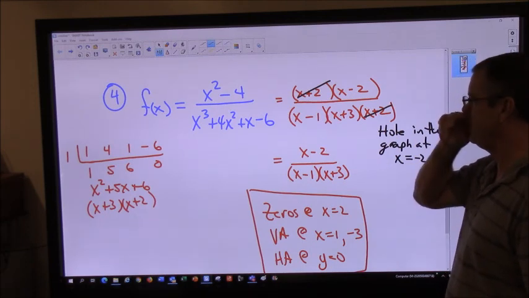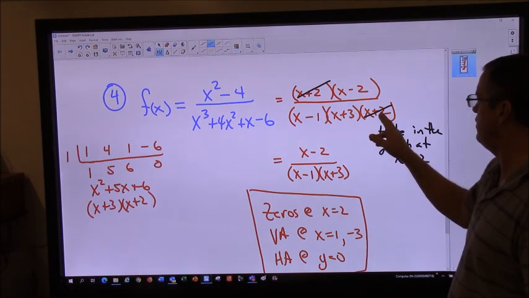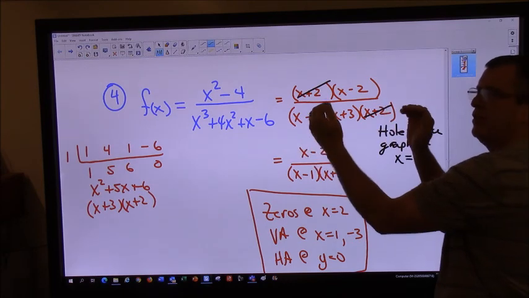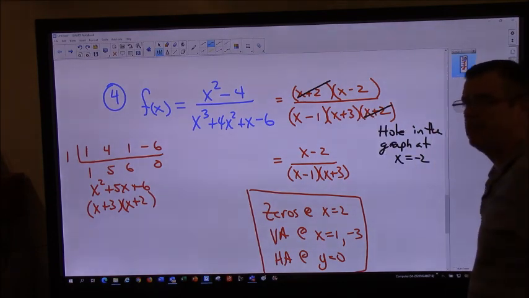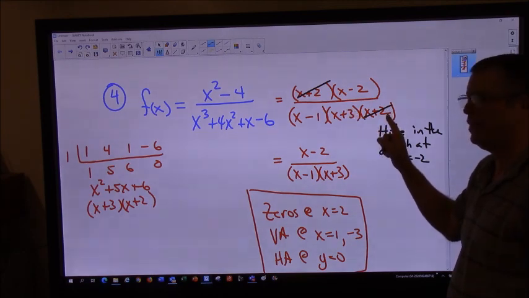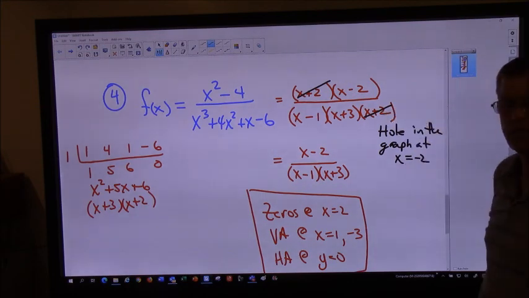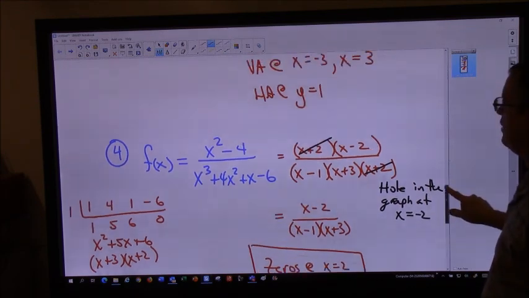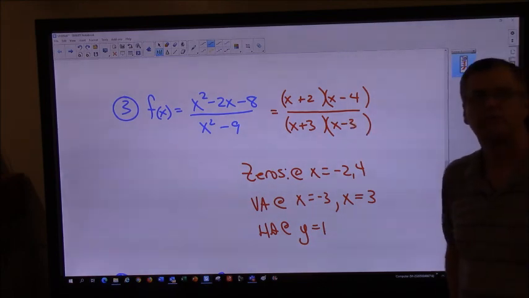You could also give your domain in interval notation. You know, if you say x cannot equal 1 or -3 or -2, then we've got from -infinity to -3, that interval. Then the interval from -3 to -2. Then from -2 to 1, and then from 1 to infinity. I think it's easier just to say x cannot equal 1, -3, or -2. You have to include this, even though we canceled it, x still cannot equal -2. That's why we're going to have a hole in the graph later. If I look at this one, my domain is x does not equal -3 or +3. That's it.